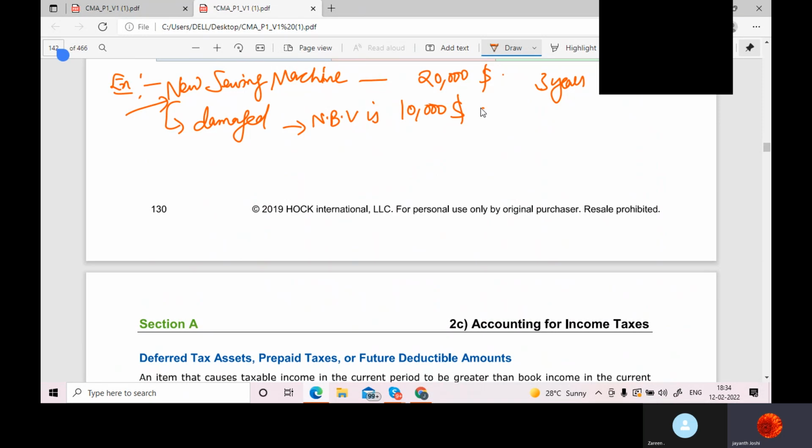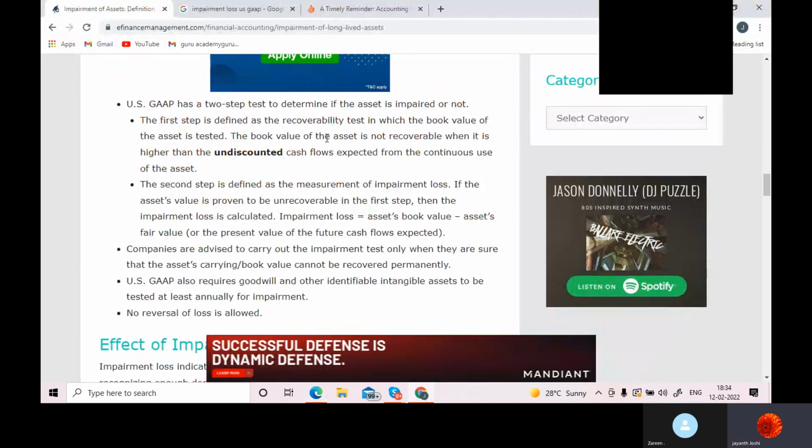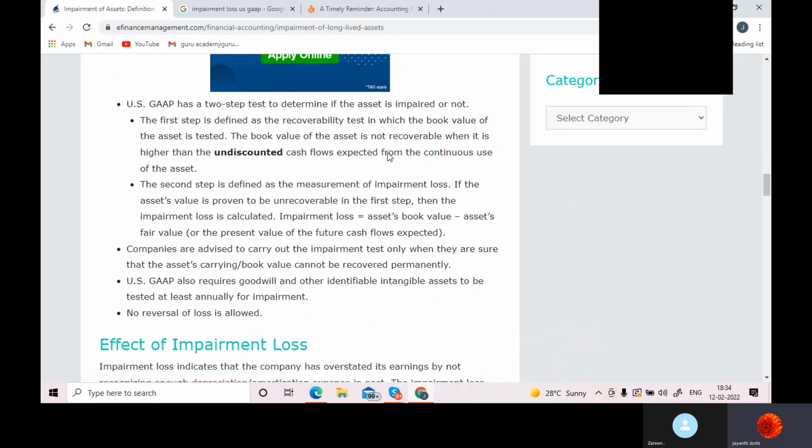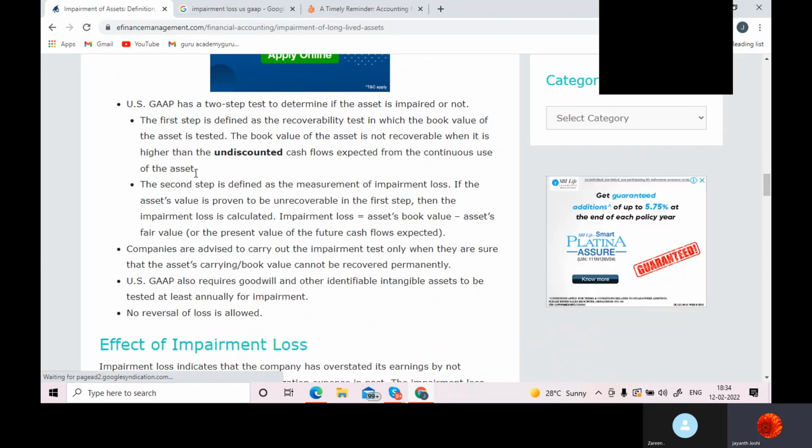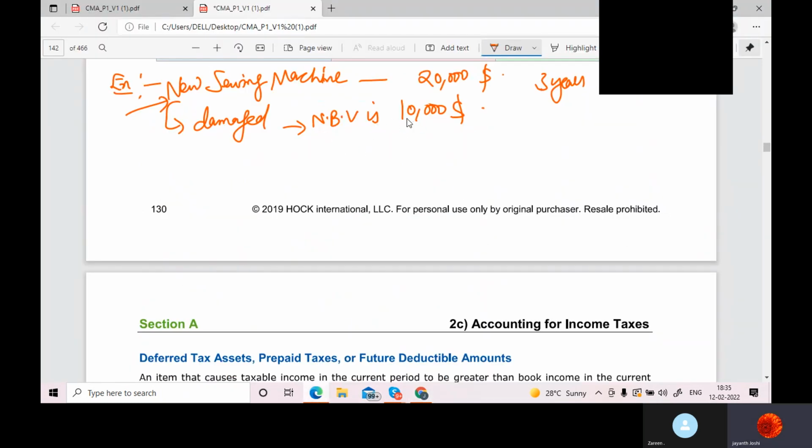Now, what is that recoverability test? For that, you need to see the data in the question, whether they have given you undiscounted cash flows or not. Listen here. The book value of the asset is not recoverable when it is higher than the undiscounted cash flows expected from the continuous usage of the asset. Don't worry, I will write those things here. You can easily follow. So this is the new book value. Not net book value, new book value.